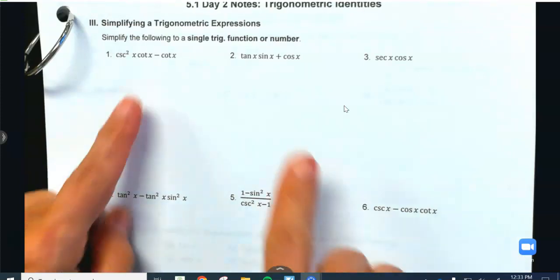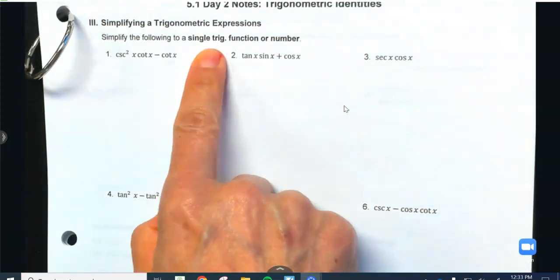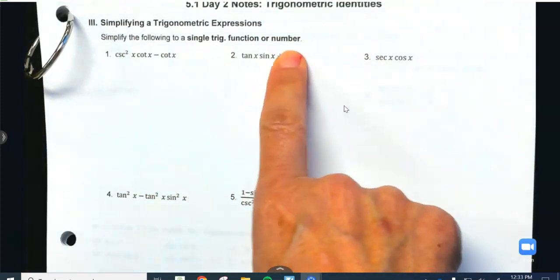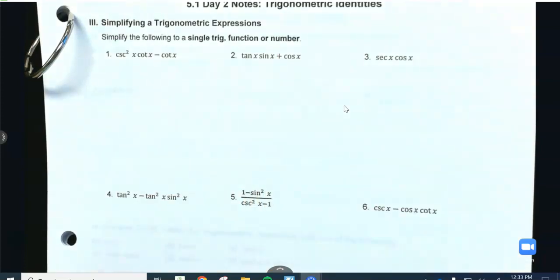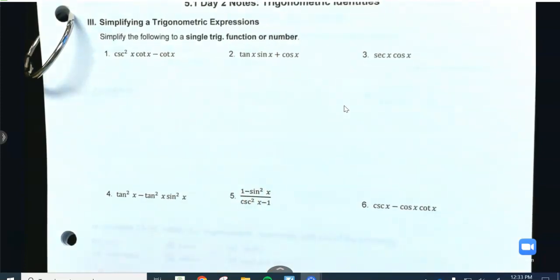So the next part of this is we're going to take these expressions and write them either as one single trig function or a single number. If I can give you a plan of attack, it would be this. If there's two terms like there are here, try to factor out a GCF. If you factor out a GCF, then that's definitely going to be the way to go.